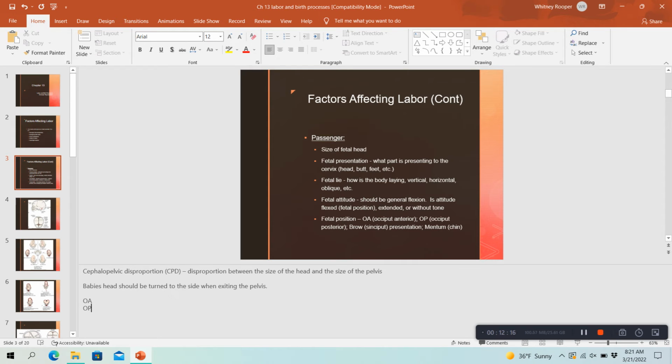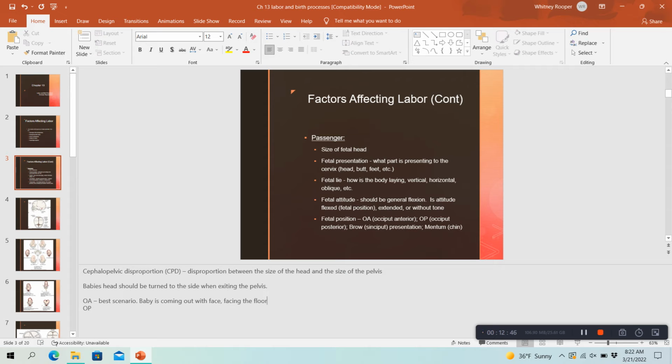So what we like to see is what we call OA, or occiput anterior. That means the occiput is anterior to the pelvis. So this is the front of the mom's pelvis, the anterior pelvis. The occiput is facing it. So if the baby is to be born like this, the baby is essentially going to come out facing the floor.